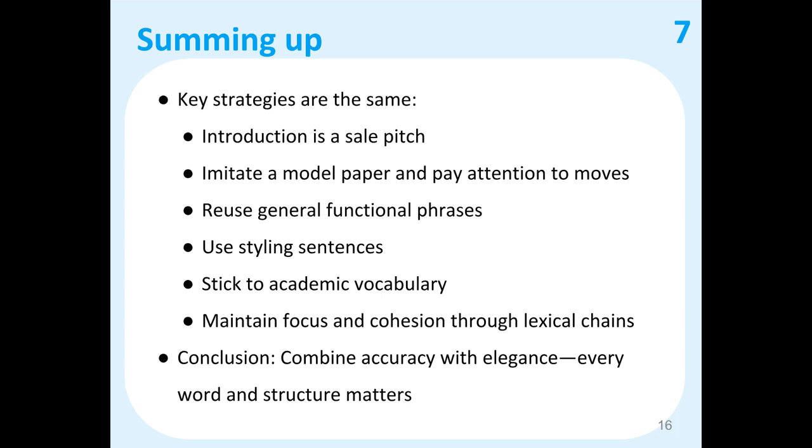Finally, we brought AI into the picture. Instead of treating AI as just a tool to generate text, we used it to analyze model papers, to spot functional phrases, to identify inputs and outputs, to map the structure of an introduction. This way, AI becomes a learning partner, helping you see patterns that you can then apply in your own drafts.